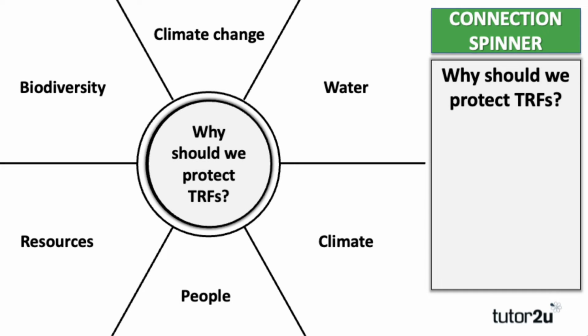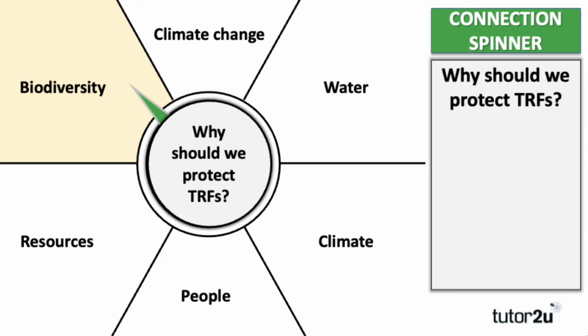Right, so let's start the spinner. So our first reason is linked to biodiversity. So have a think about why we should protect tropical rainforests linked to biodiversity. So perhaps you might want to pause the video for a moment, note something down, and then you can unpause. We'll just give you a moment to think. So why should we protect the tropical rainforests linked to biodiversity?